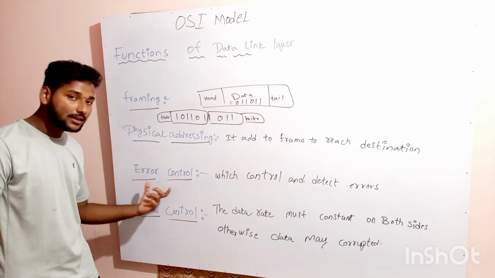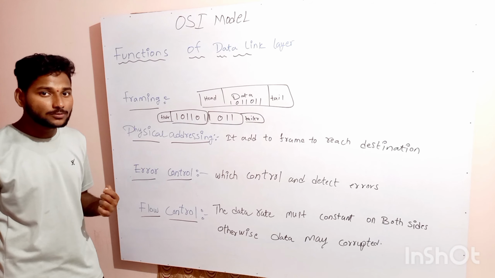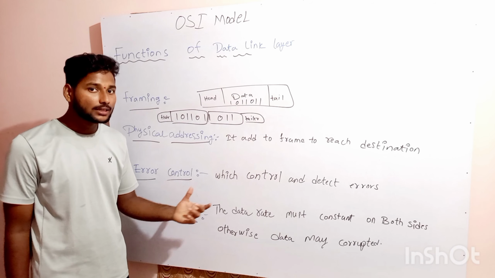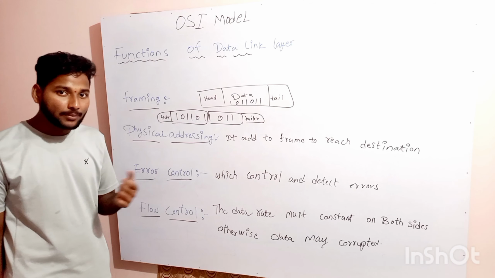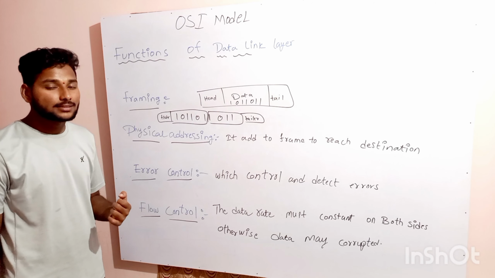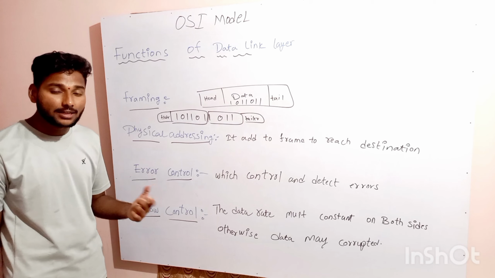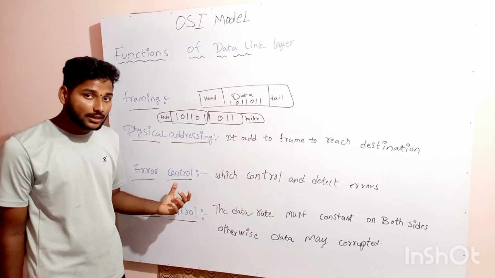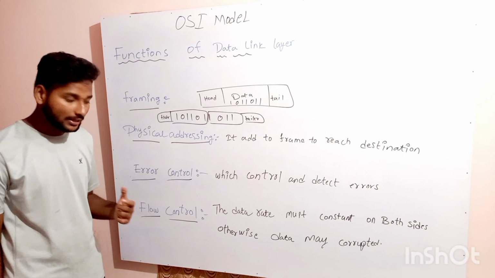Error control means we have to detect the errors and control the errors. Hamming code, cyclic redundancy check (CRC), and vertical redundancy check are the detection techniques, and we can control errors. Hamming code is an error control technique.